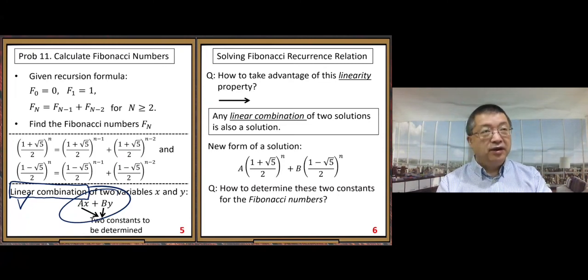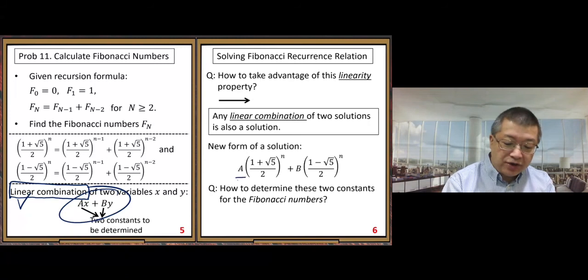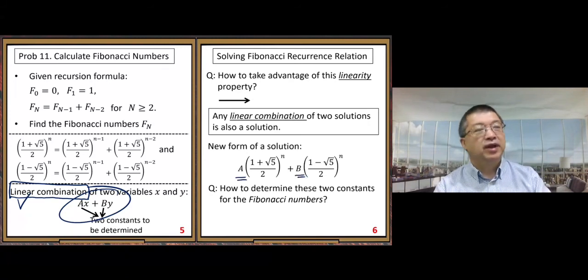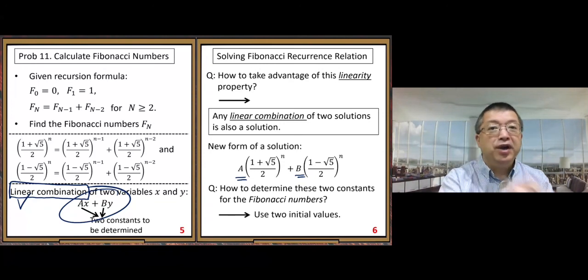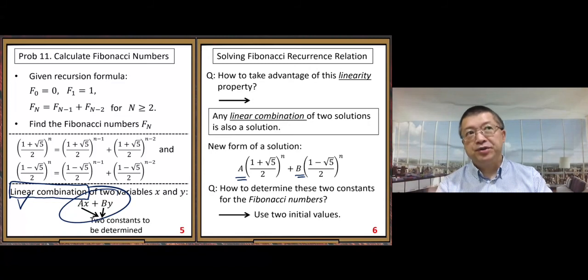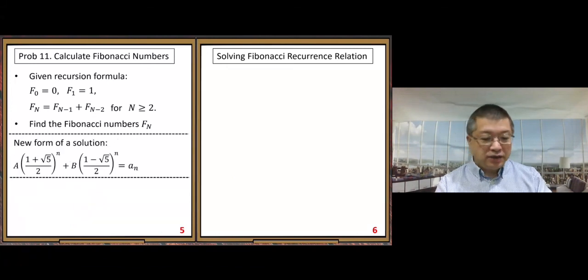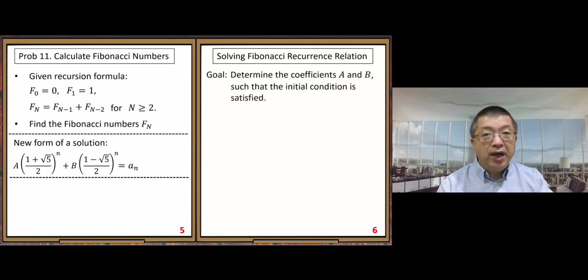A, B to be determined based on the initial condition. Next, how to determine these two constants. We have some information. Two initial values can be used to determine the constant A and the constant B. So now the last step, we just fix those two constants. Then we find a solution. So let's do that step. The goal: determine the coefficients A and B such that the initial condition is satisfied. All right, so let's do the work.